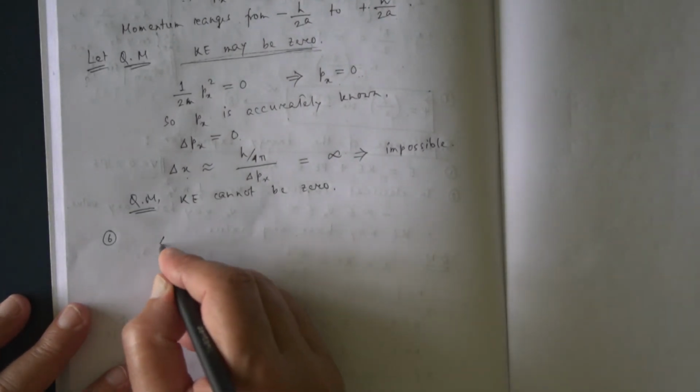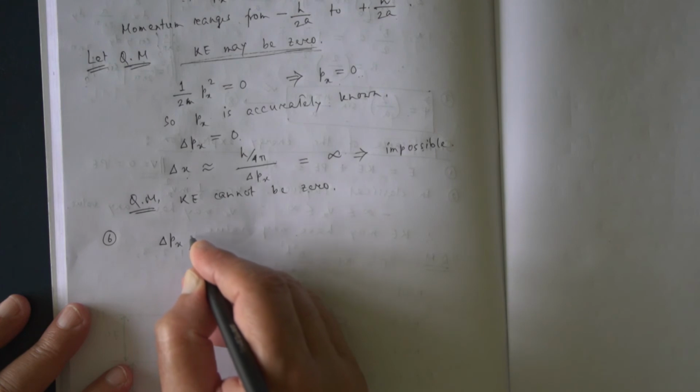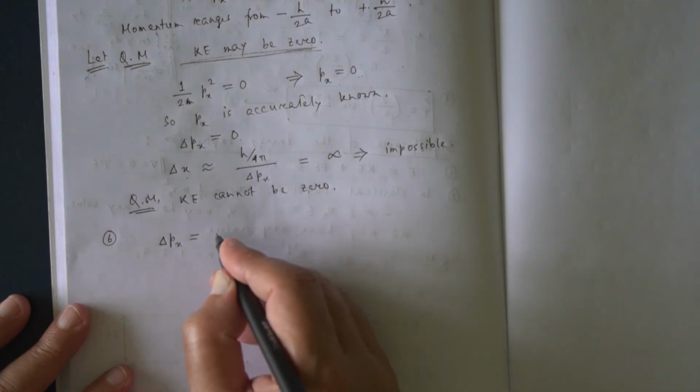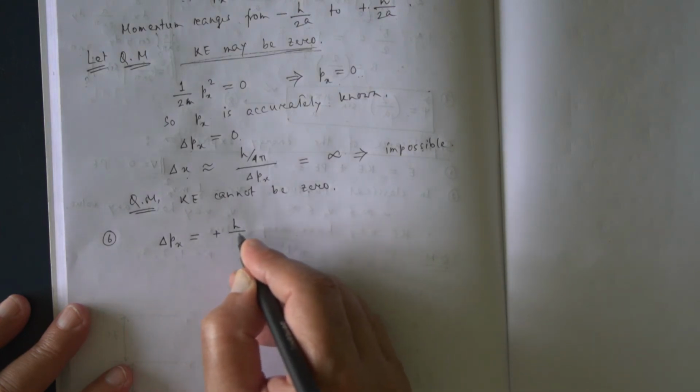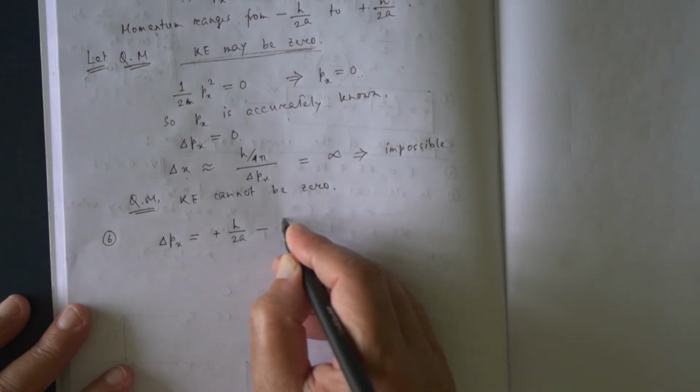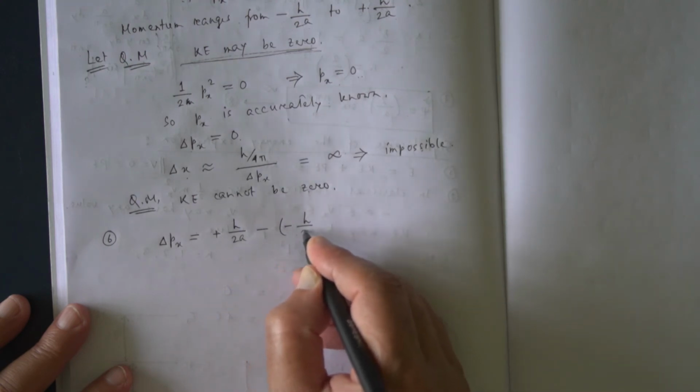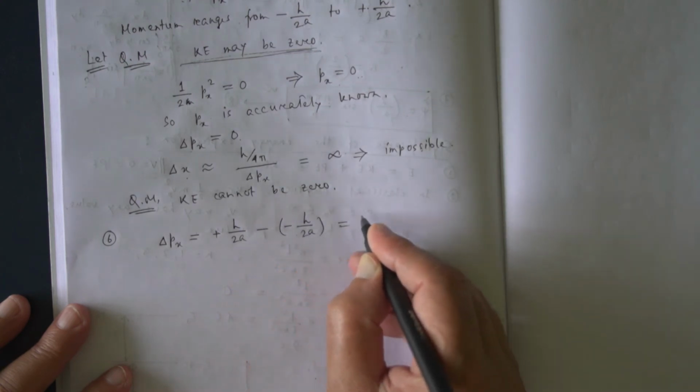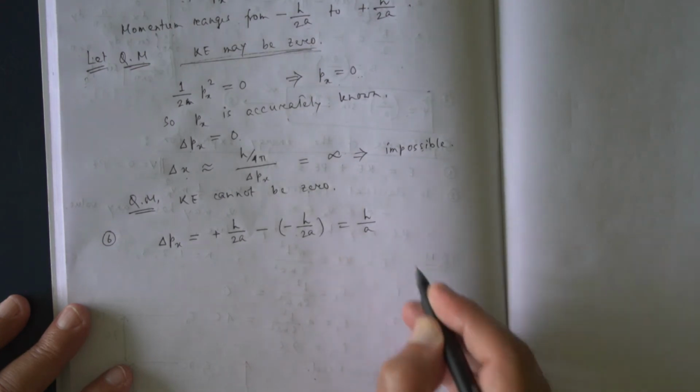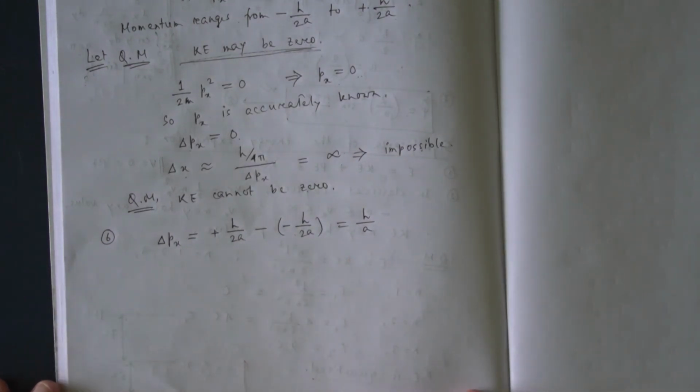So uncertainty in momentum will be equal to plus h by 2a minus minus h by 2a, that is equal to h by a. That is uncertainty in momentum.